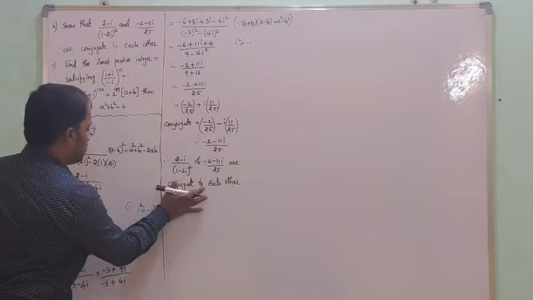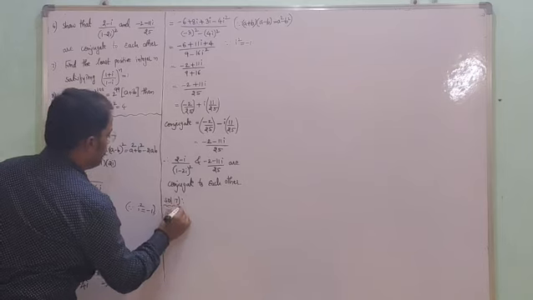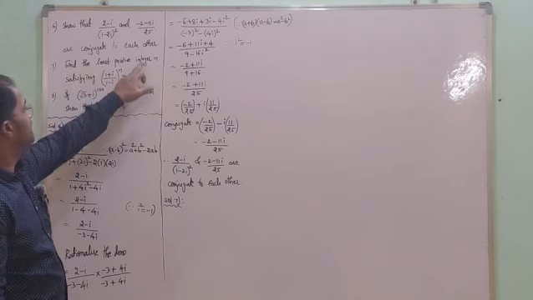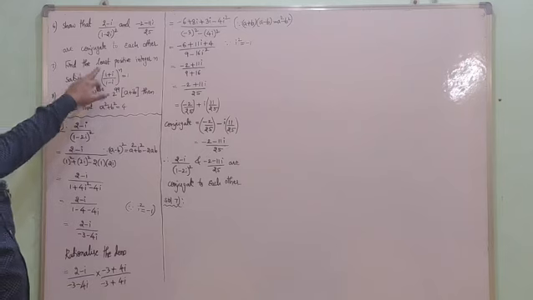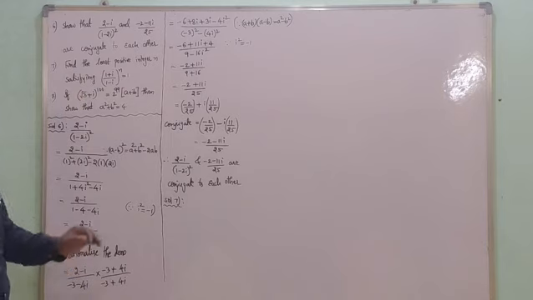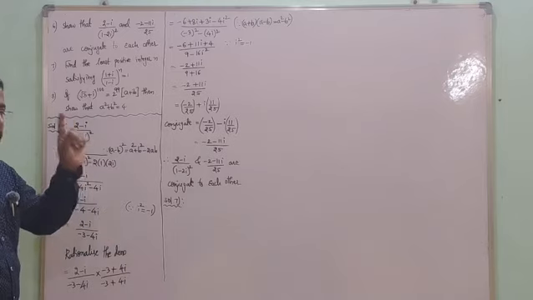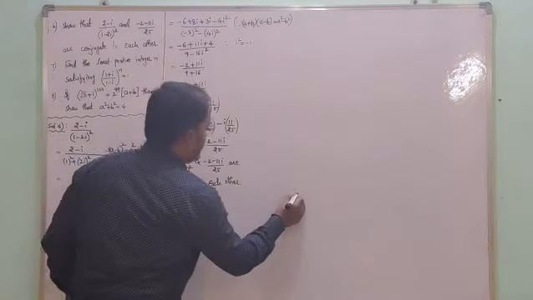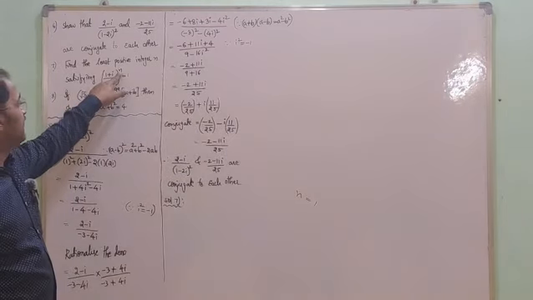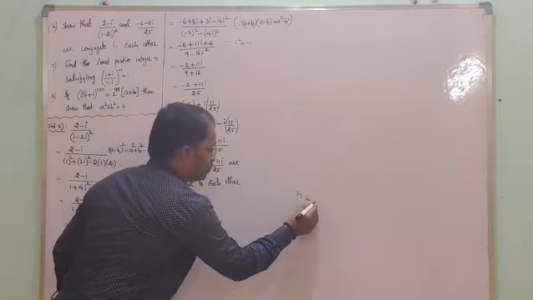Now the solution of the 7th problem. Okay, the 6th problem is completed. Now the 7th problem: find the least positive integer n satisfying ((1 plus i) by (1 minus i)) to the power n equals 1. We have to substitute n equal to 1 and simplify. If the answer is 1, then n is 1. If not equal to 1, then substitute n equal to 2 and simplify. If we get the answer 1, then n equals 2.